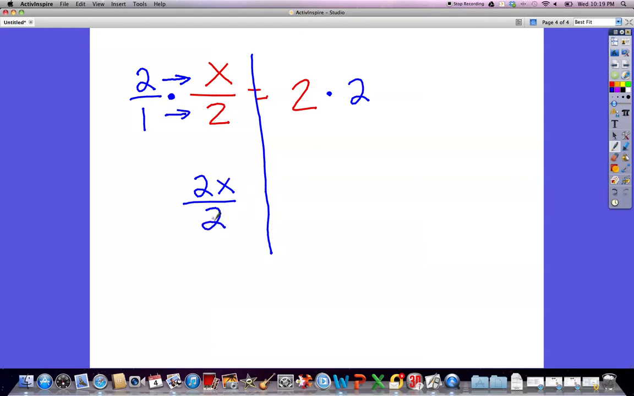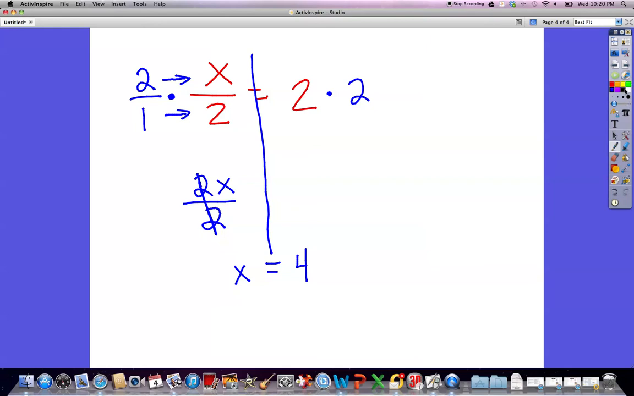And looky there. 2 divided by 2 is what? That's right, it's 1. 1, and then you have an x. But what did we learn last time? We learned that we didn't need to write that 1, so I'm just going to go ahead and erase it right here. And I have x all by itself on the left side. What does x equal? Well, let's go back over here and say that we did 2 times 2 equals 4. X equals 4 in this problem.